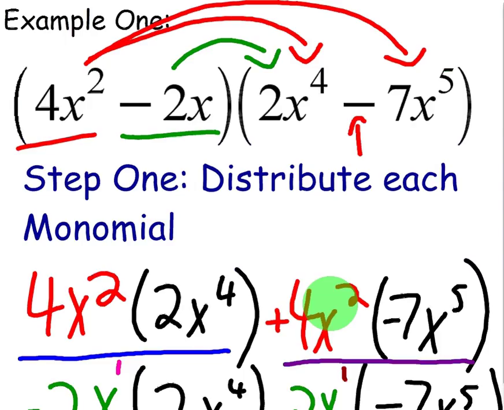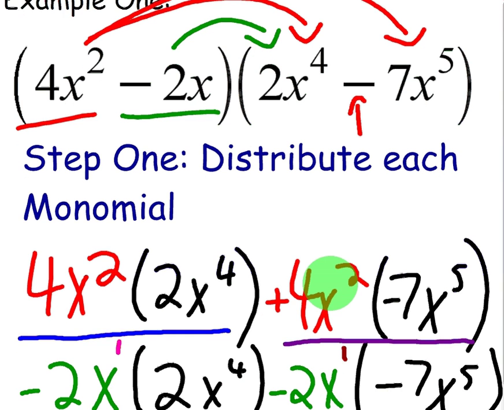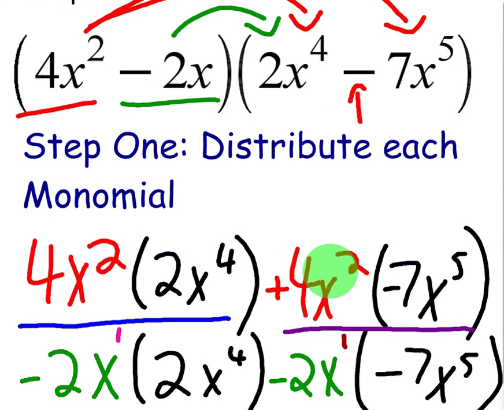Question, yes? Why do you distribute the negative 2x to the negative 7? We are. Okay. It's right below here, right here. So after you distribute the 4x squared, then distribute the negative 2x, there's a minus in front of there, times the 2x to the fourth, so that's this, and then take the minus 2x and distribute it to the minus 7x to the fifth. So that looks like this. You're going to have a double negative.